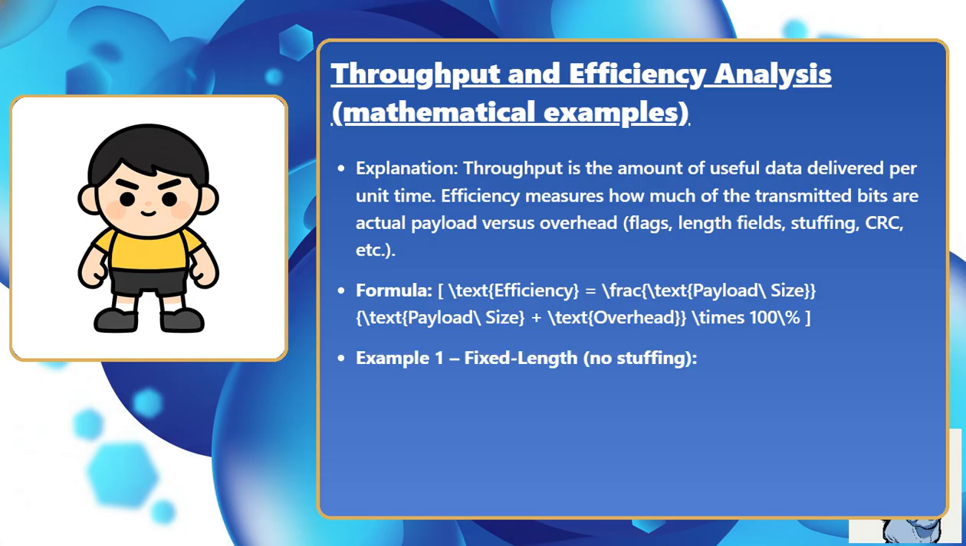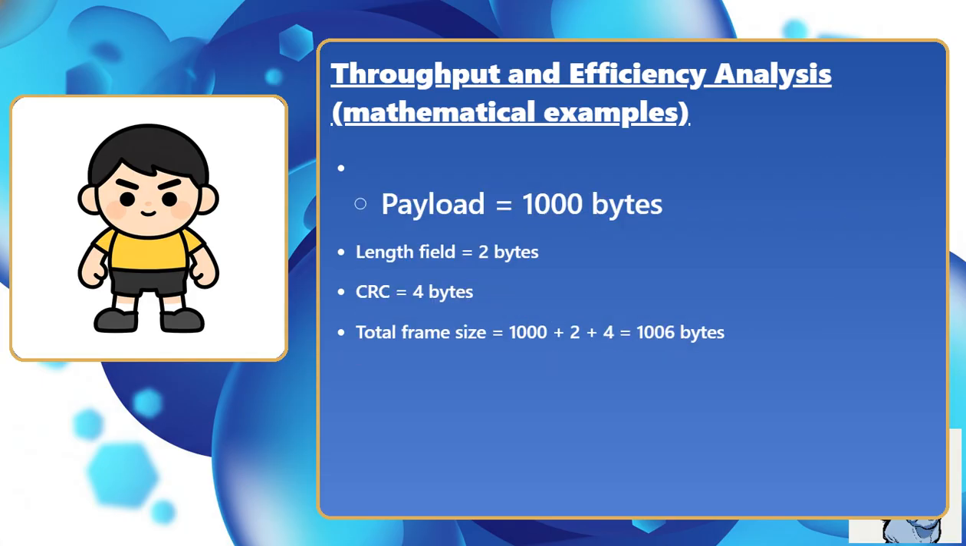Example 1: fixed length, no stuffing. Payload equals 1000 bytes. Length field equals 2 bytes. CRC equals 4 bytes. Total frame size equals 1000 plus 2 plus 4 equals 1006 bytes. Efficiency equals 1000 divided by 1006, multiplied by 100, approximately 99.4%.